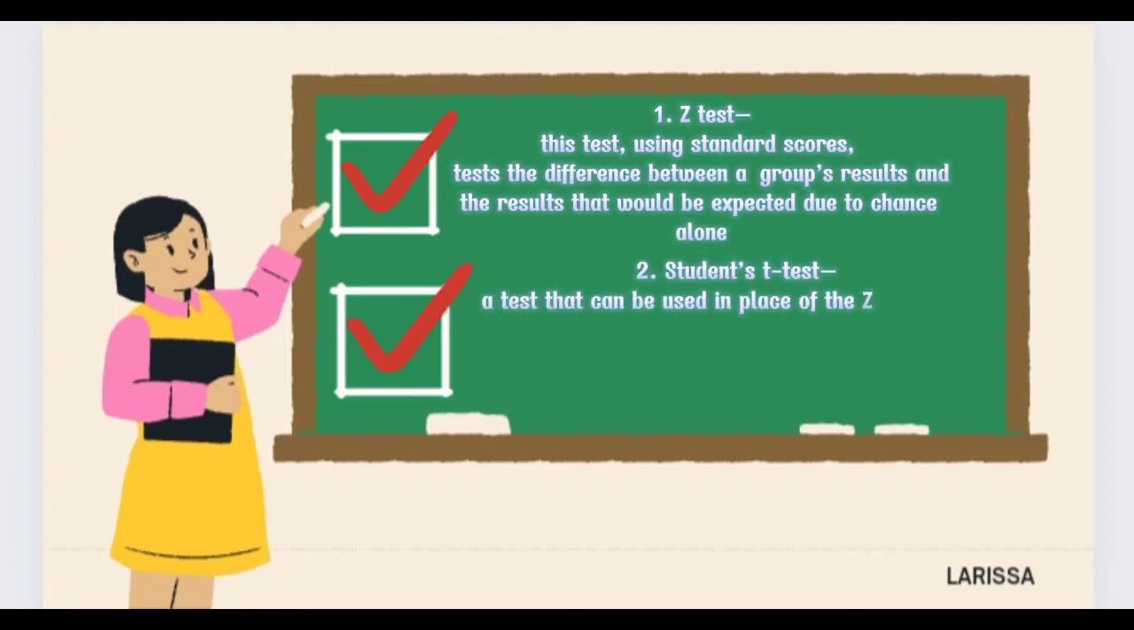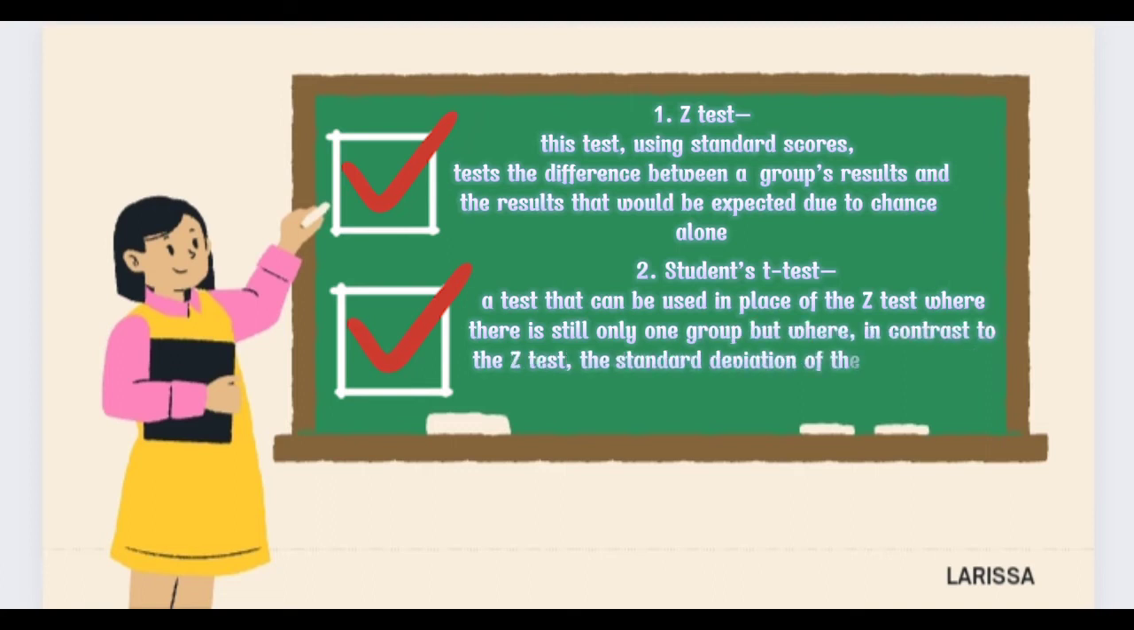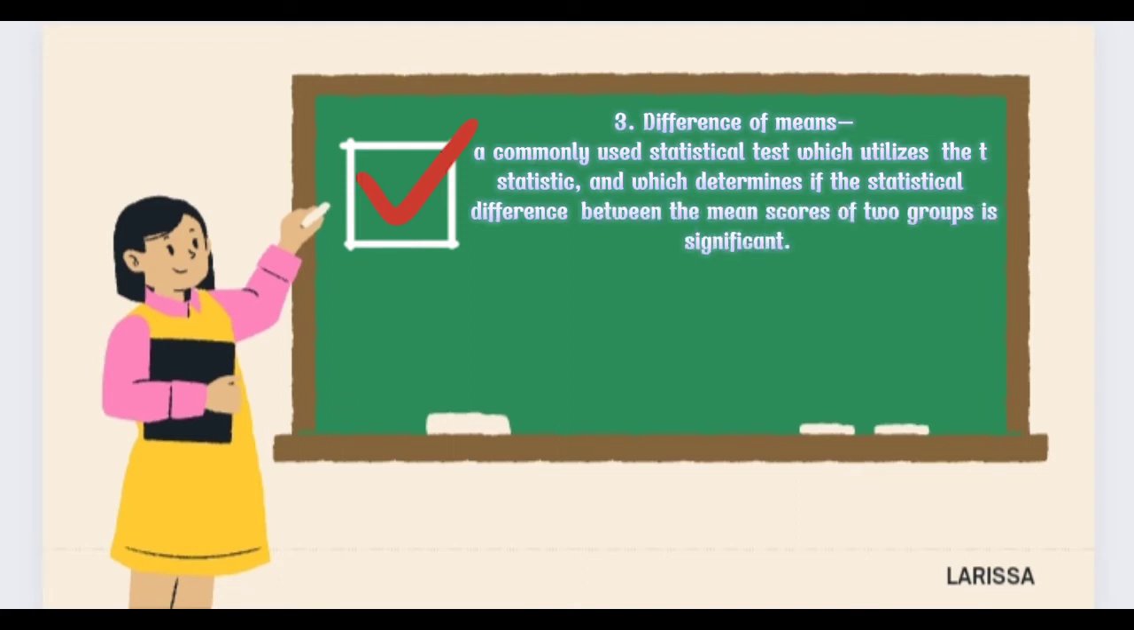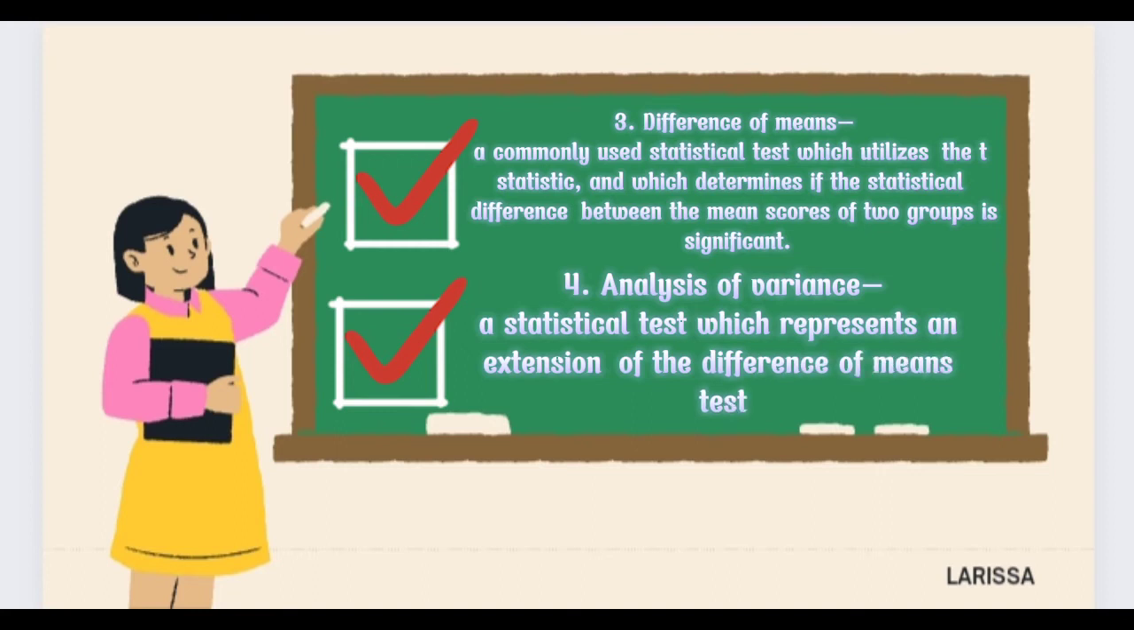2. Student's t-test. A test that can be used in place of the z-test where there is still only one group, but where, in contrast to the z-test, the standard deviation of the population is not known. 3. Difference of means. A commonly used statistical test which utilizes the t-statistic, and which determines if the statistical difference between the mean scores of two groups is significant. 4. Analysis of variance. A statistical test, which represents an extension of the difference of means test.